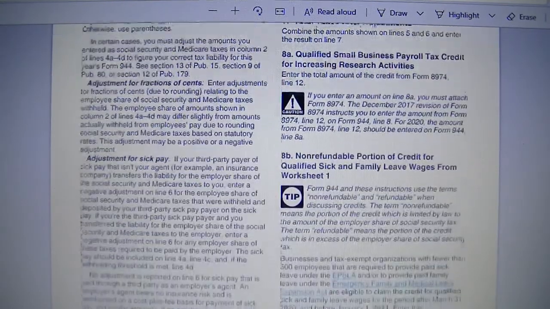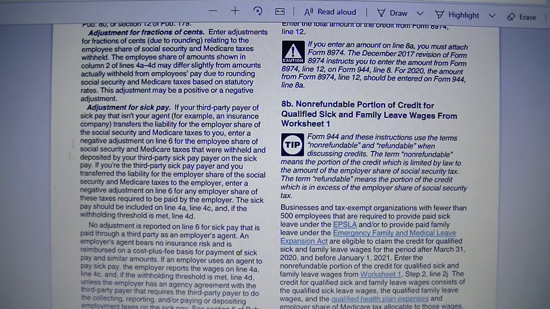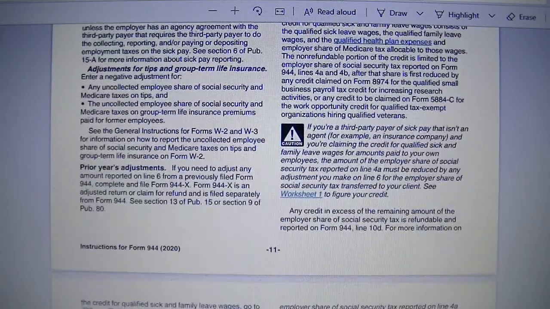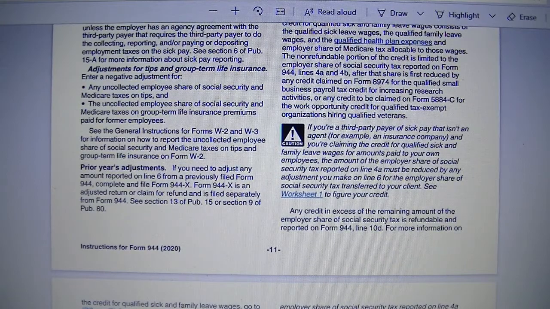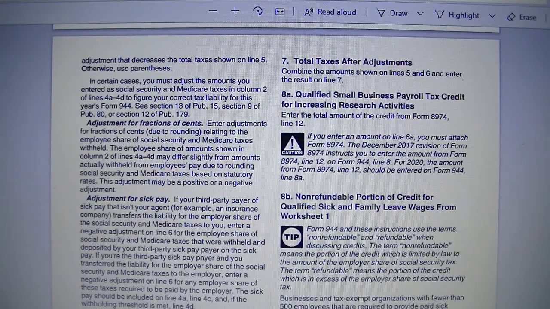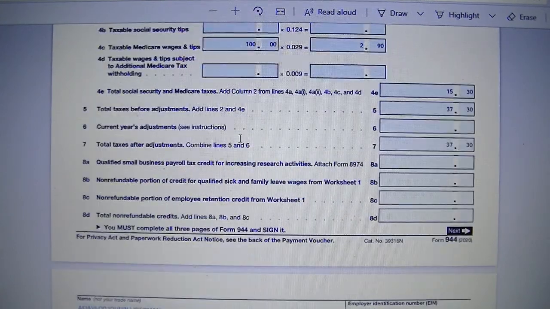So there could be an adjustment for sick leave as well. You will read those here, and there will be adjustments for tips and group-term life insurance and prior year adjustments. All those adjustments will go on line 6, and in our case we didn't have any adjustments, so line 6 will remain blank.